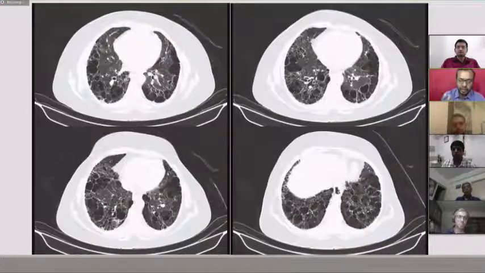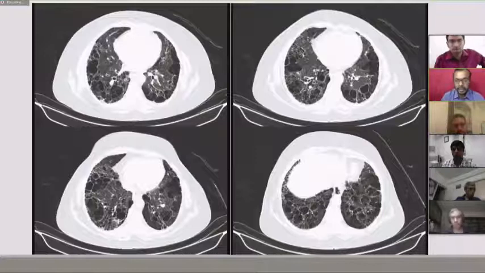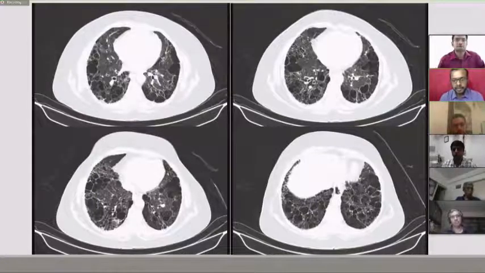I wouldn't have called it a UIP just because of the ground glass and some areas of sparing in the subpleural aspect. But this would fit in with a CTD-associated ILD.